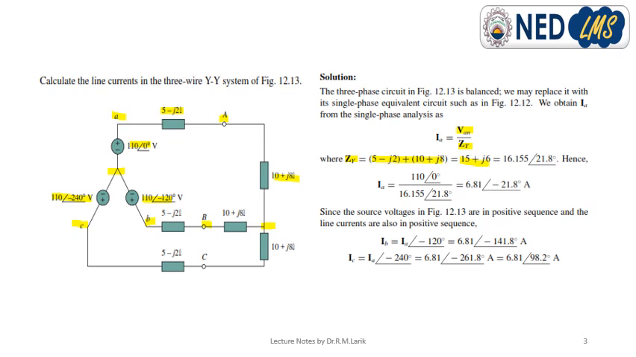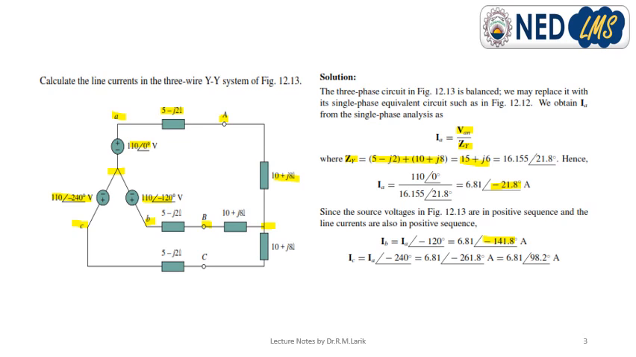Similarly, when you calculate your line current IB, you have nothing to do but just note that the second current is 120 degrees apart from the first current. So when you subtract 120 from minus 21.8, you will get minus 141.8 degrees, right? The second line current is 120 degrees apart from the first line current. So you just need to subtract 120 from this angle, and you will get this angle, minus 141.